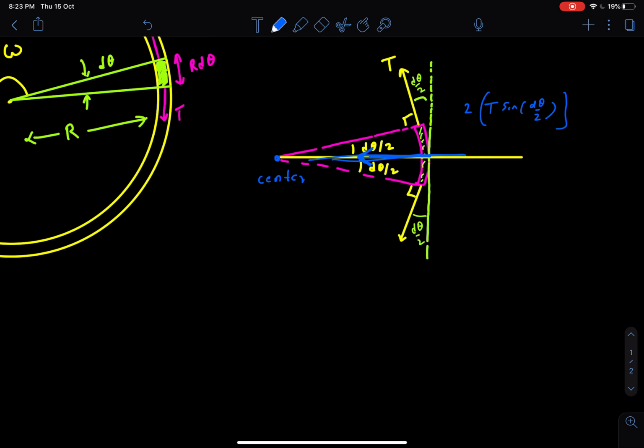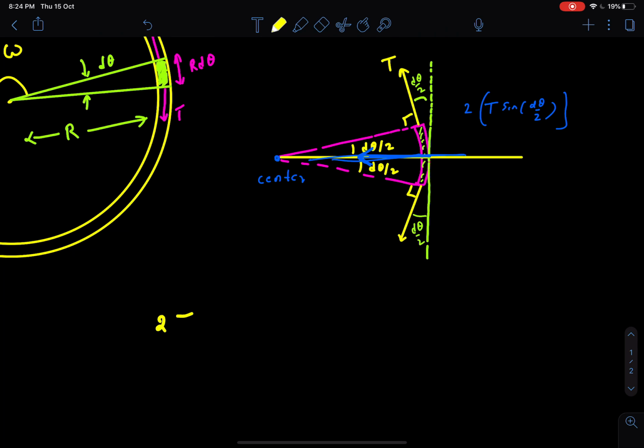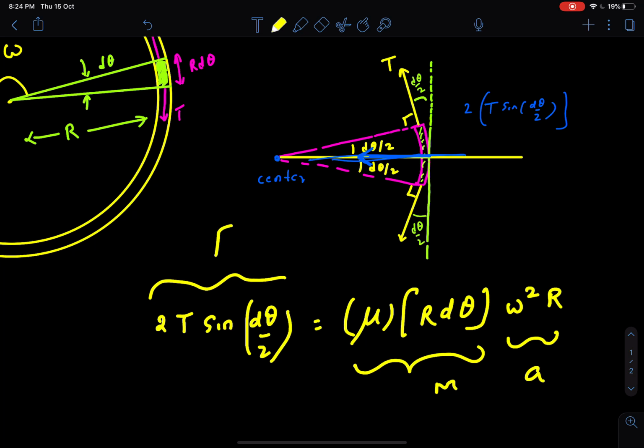So if we use that equation, because it is undergoing circular motion, net force towards the center is 2T sin d theta by 2, and this is equal to the mass of this element. Mass of this element is mass per unit length into the length. So mass per unit length is mu, and length of this element is r d theta, so this is m. And what is the acceleration towards the center? Omega square r. So m into a is equal to F net.